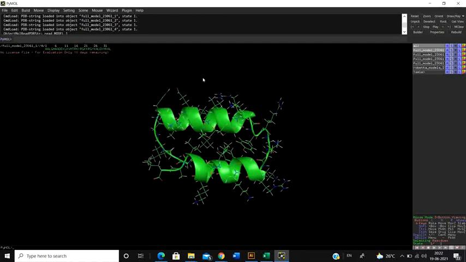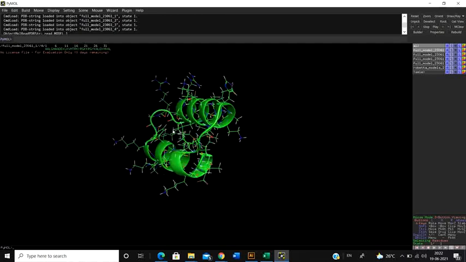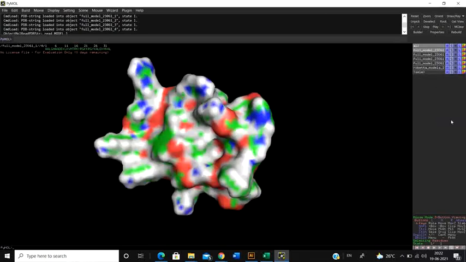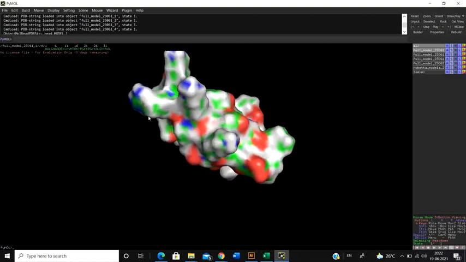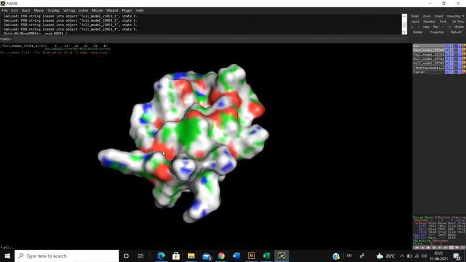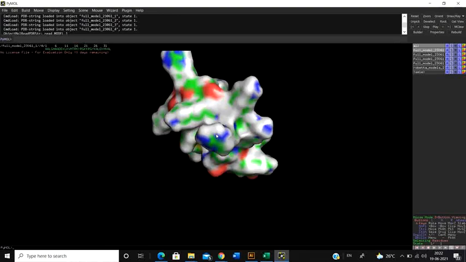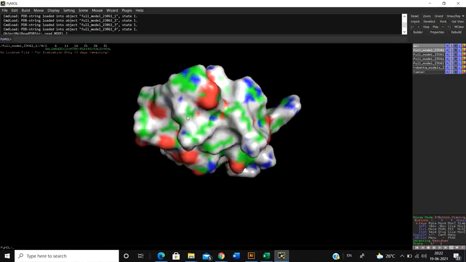Okay, but apart from that, if I show the lines, this is the entire protein structure, right? But how is the topology of the protein? To visualize the entire surface or topology, you can click on show and click on surface. So now this is how the proteins are going to look like in your body. You can't identify the alpha helix, you can't identify the beta sheet. This is how the protein lives in your body.